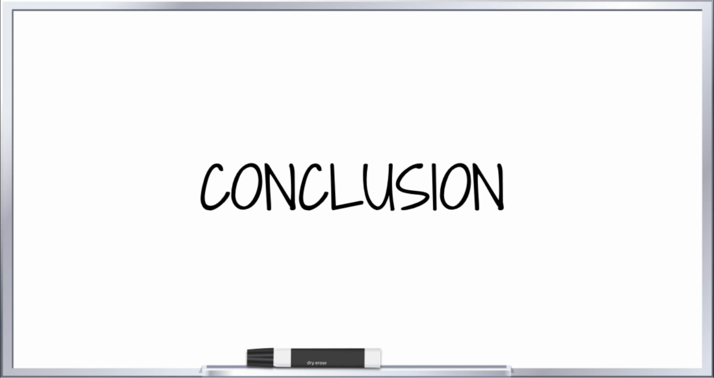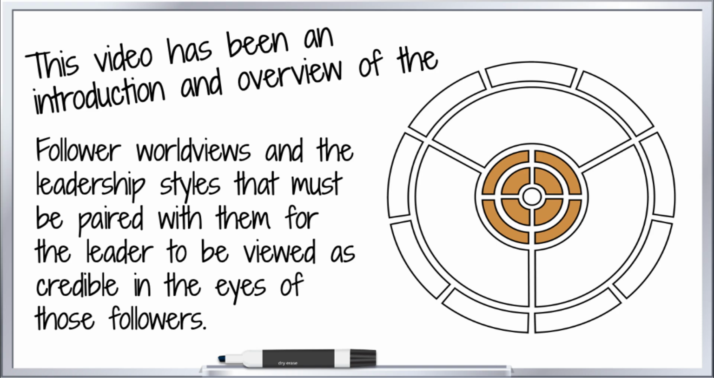Conclusion. Practice using the specific guidelines with your followers based on their worldviews. With practice, this will come naturally to you, and you'll find that your employees are much more resonant with the leadership style you are using with them. This video has been an introduction and overview of the follower worldviews and the leadership styles that must be paired with them for the leader to be viewed as credible in the eyes of those followers.